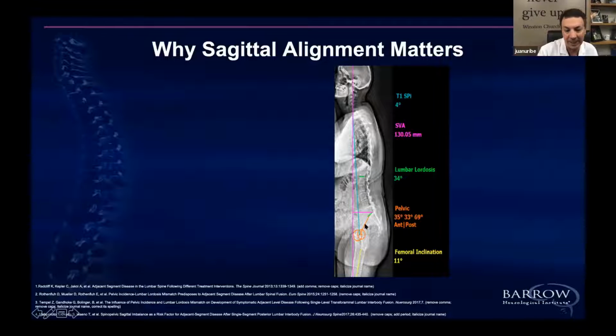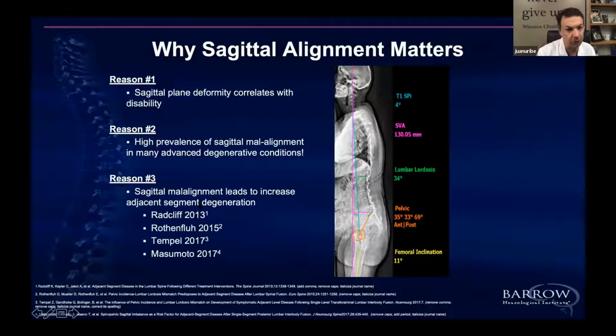And this is backed up by multiple literature. The reason number one is there is no question that if you don't have the patient in balance, there is a lot of disability. These people don't do well. They keep complaining of back pain, and then if you don't fuse them right, they also have more chances of PJK, and everything that comes with that.